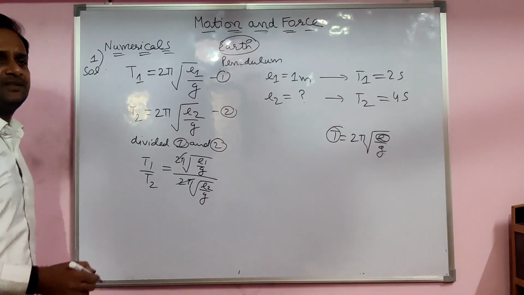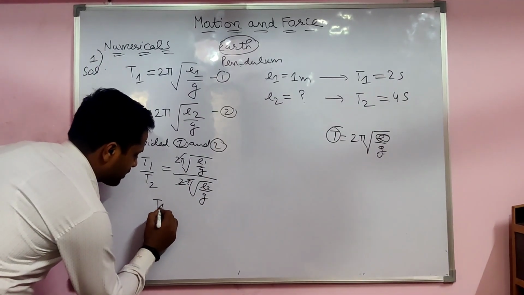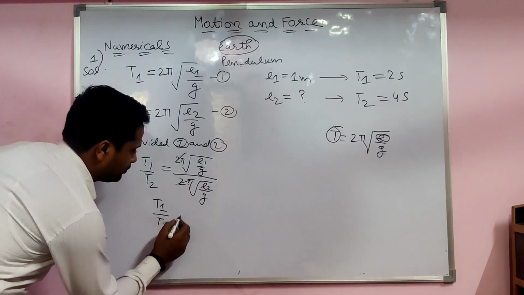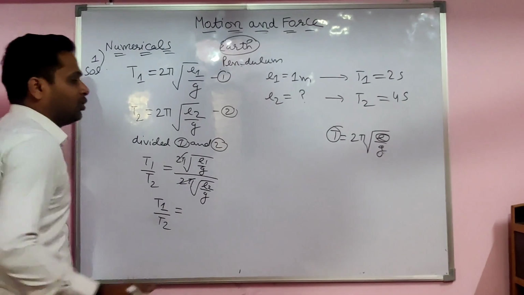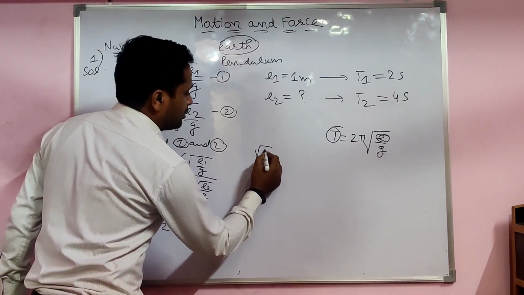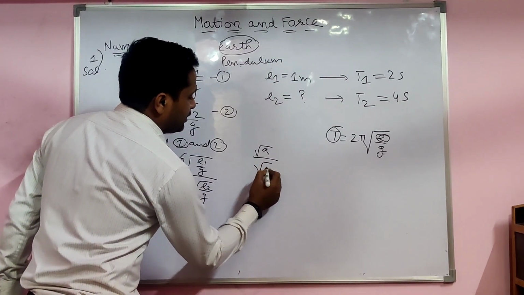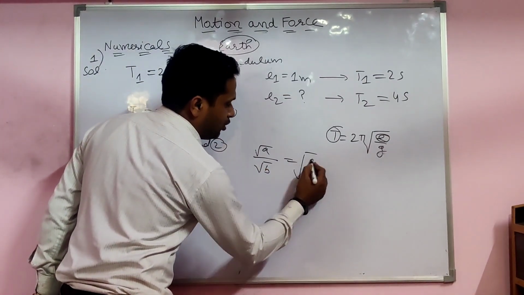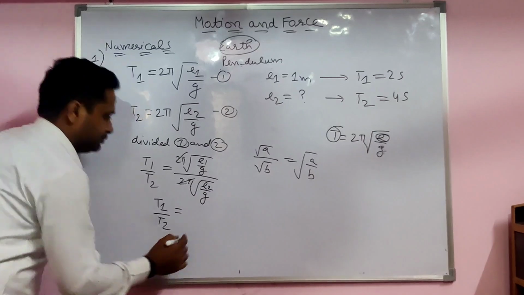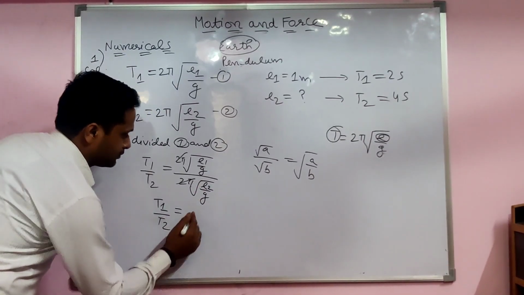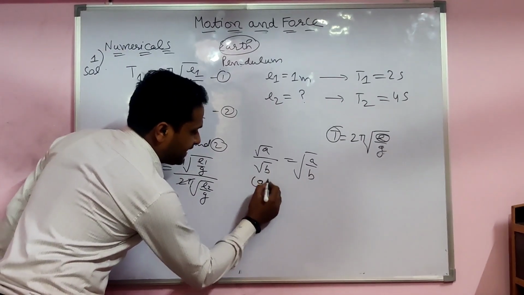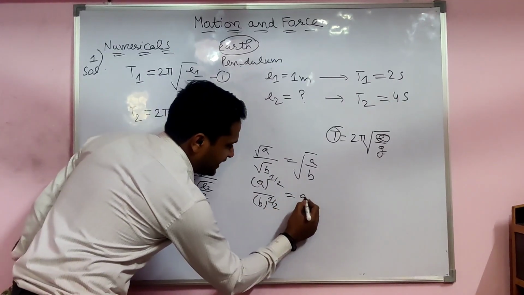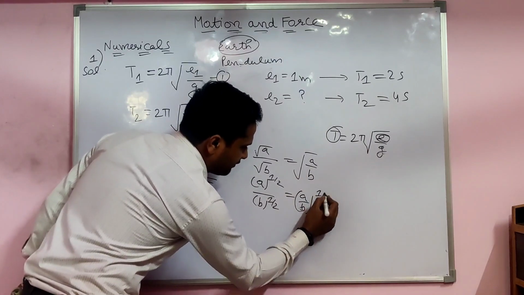2 pi cancel. T1 upon T2, then under root. You know when there is an under root like this, up also and down also, then you write the whole under root. Keep in mind. For example, when under root of a is a to the power half, and b also is b to the power half, then you write it like this: a upon b, full power half.